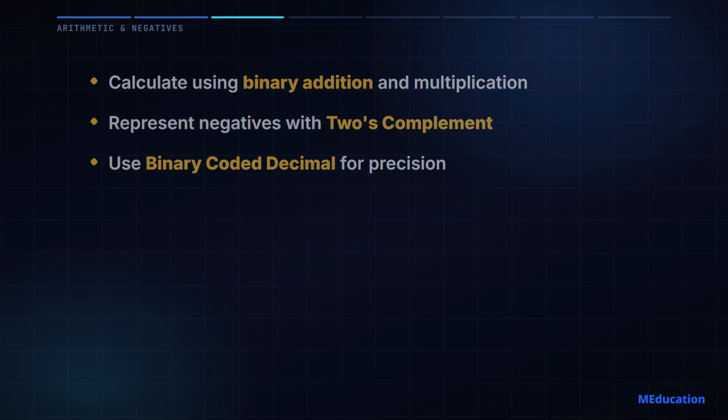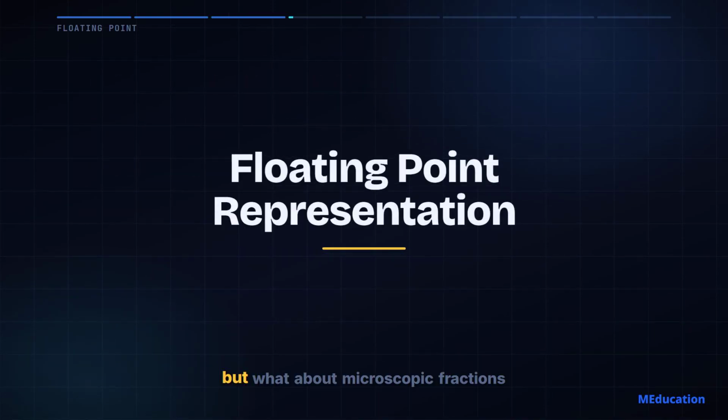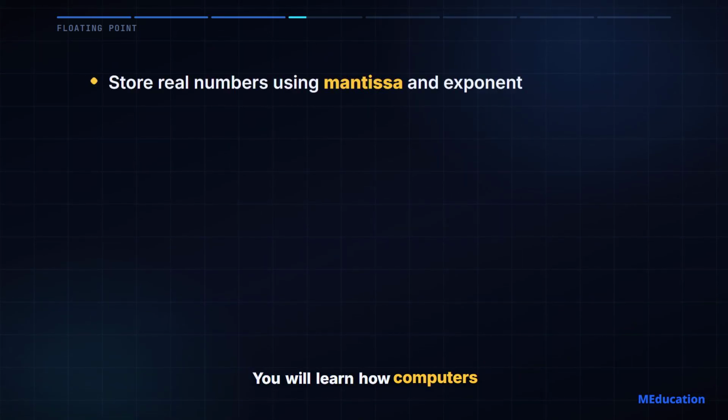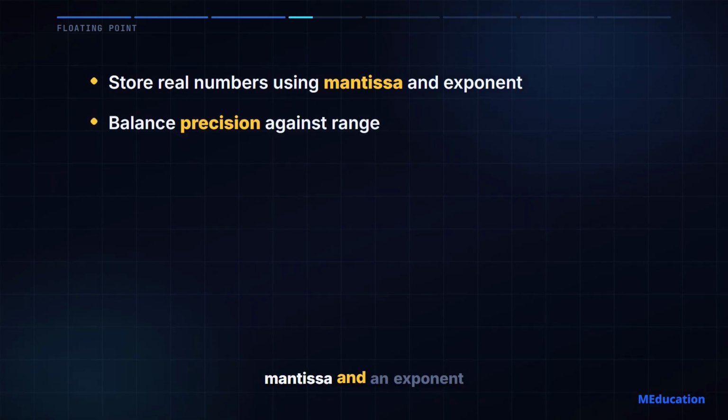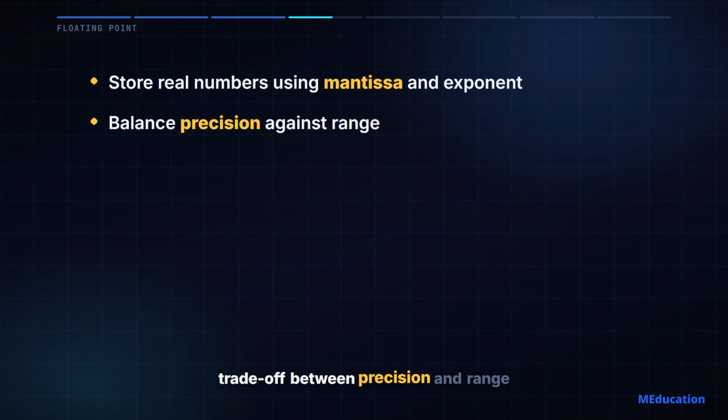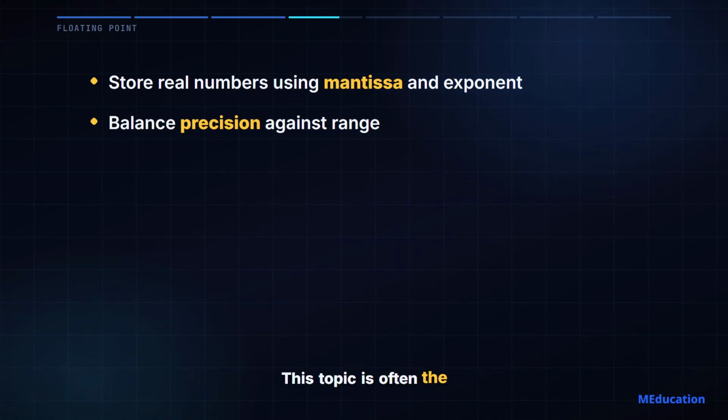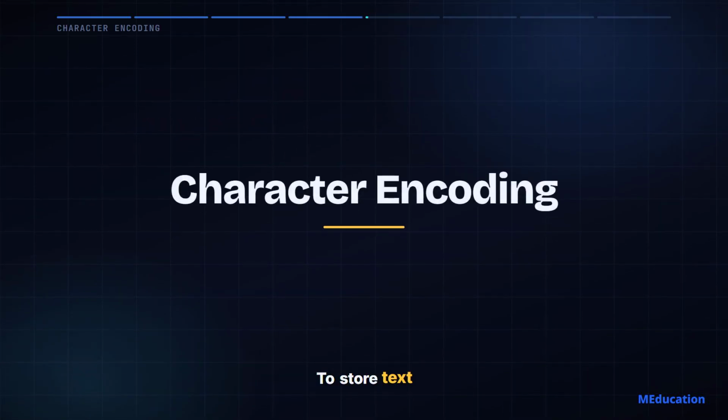Integers are easy, but what about microscopic fractions or massive scientific values? You will learn how computers store real numbers using a mantissa and an exponent. You will normalize these values to maximize precision and evaluate the brutal architectural trade-off between precision and range. This topic is often the ultimate discriminator for top grades in your A-level theory exams, testing your ability to think like a systems architect.